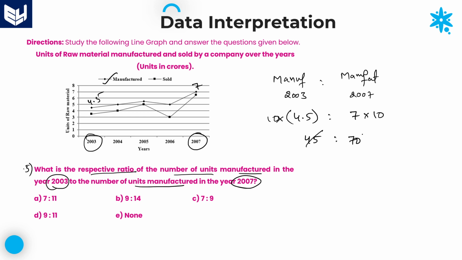Now you can cancel with the 5 table. 5 nines are 45, and next 5 14s are 70. Therefore the required ratio of number of units manufactured in the year 2003 and the number of units manufactured in the year 2007, which is 9 is to 14. 9 is to 14 is the required ratio. Once look at the options. Among the options, 9 is to 14, that is there in option B. Therefore option B is the right answer for this question.